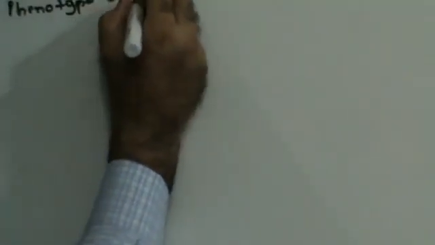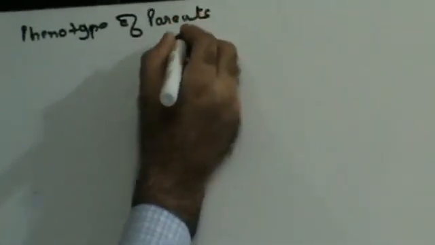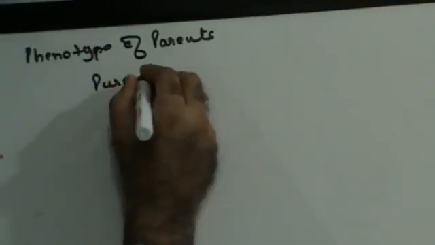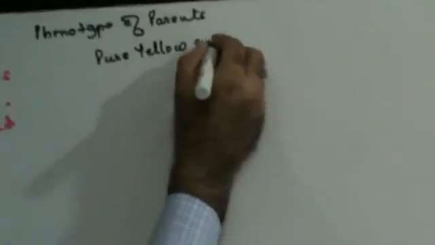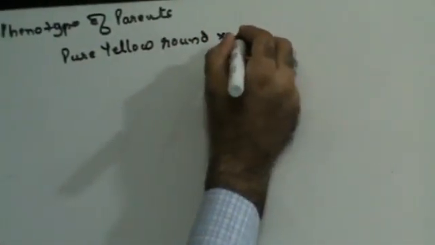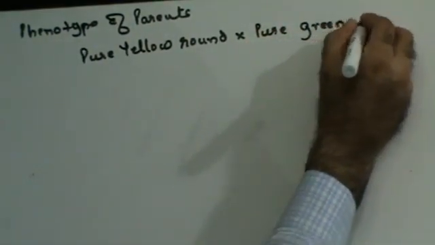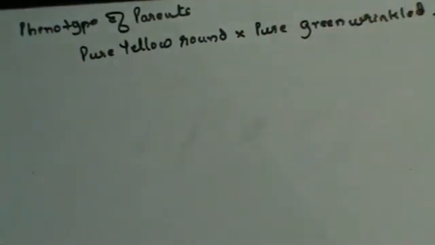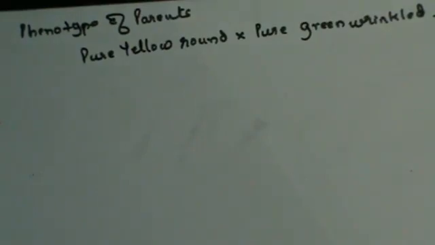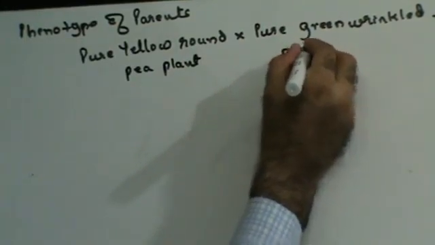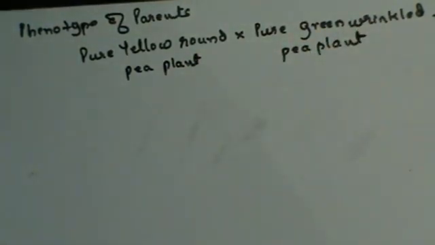Let's assume that the phenotypes of the parents are pure yellow round, which would cross with pure green wrinkled. That would be my phenotypes of the parents: a pure yellow round pea plant and a pure green wrinkled pea plant. Those are my two parents, right?